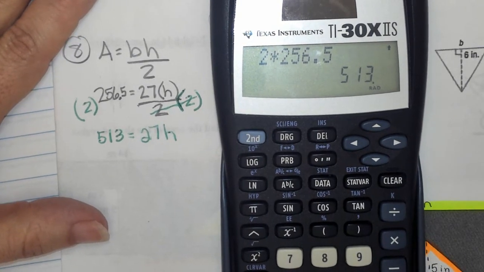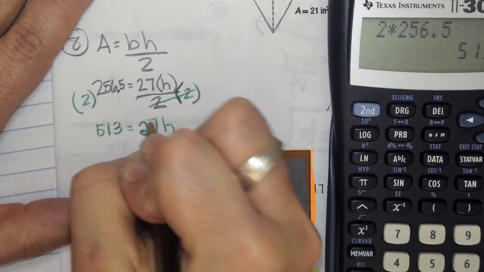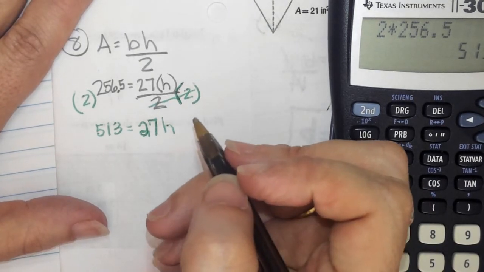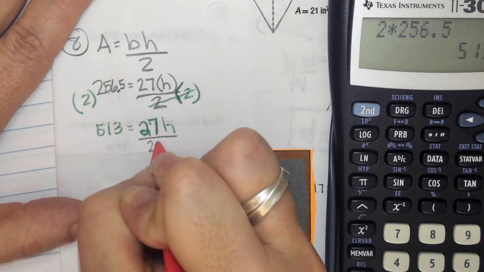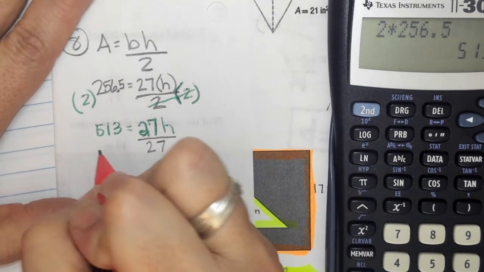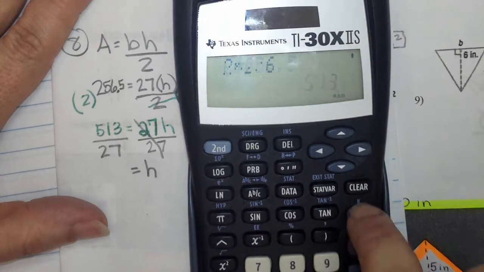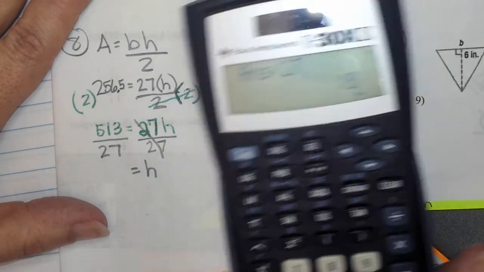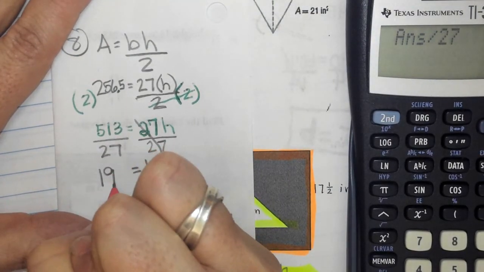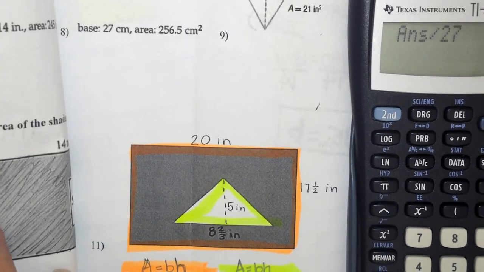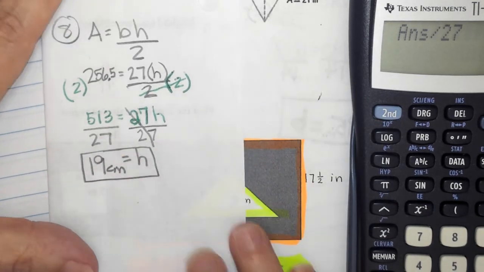Okay. So is my 27H, is it finished yet? No. I got to get rid of a times 27. And the opposite is divide by 27, right? And what you do to one side, do to the other. H equaling, I got 19. So, Tara? Okay. 19, it is a boring measurement, so it is just centimeters. I had to look back at the picture, but just centimeters.